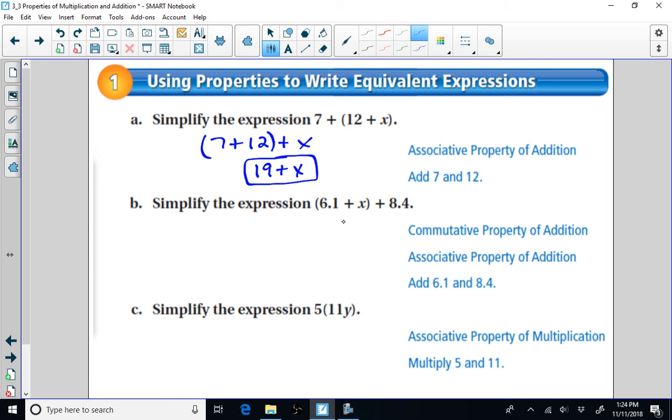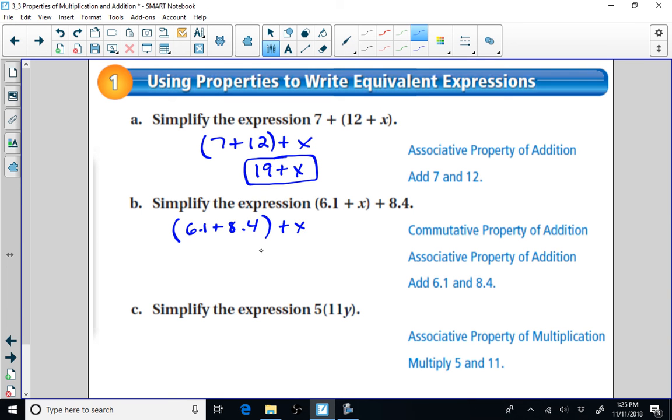Let's take a look at example B. I have 6.1 plus x grouped together, plus 8.4. I can't add terms that are not like terms, right? If I group these two together, I wouldn't be able to add the x and the 8.4. I can't just change the grouping without changing the order. So I have to use my commutative property and change the order. So I'm going to write 6.1 plus 8.4, group them together, and then add x.